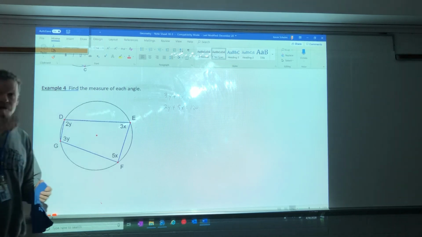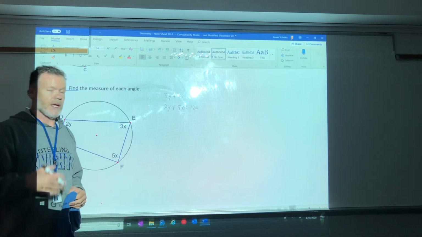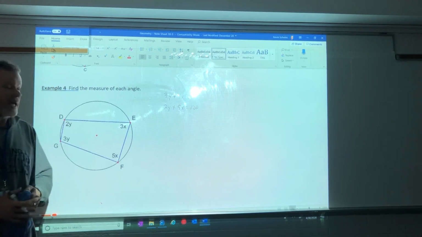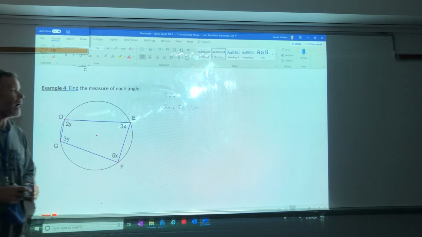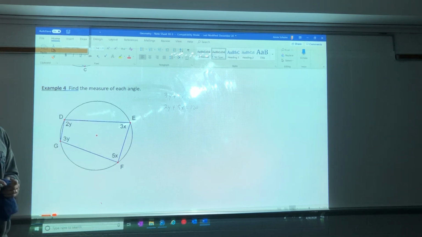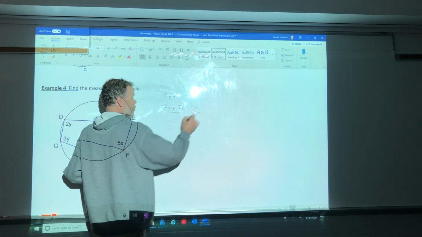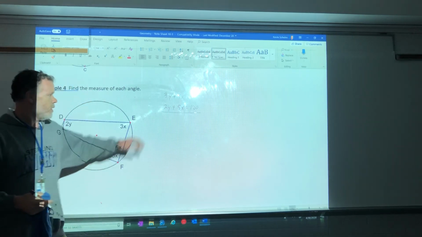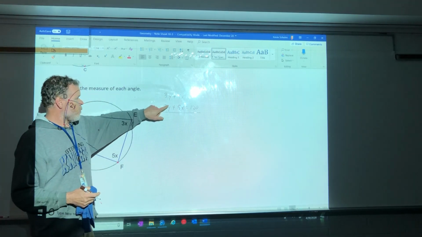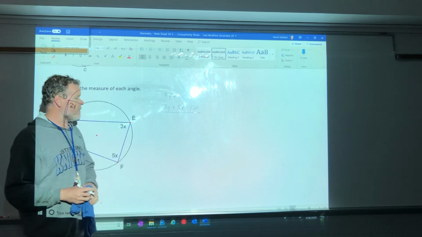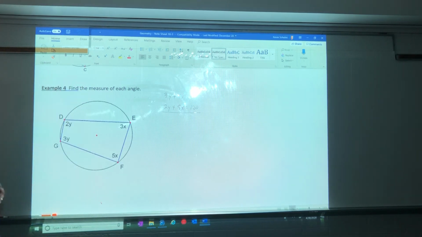Again, this is a review of something we talk about in all math. Sometimes you go back and use something you haven't seen in a while. This comes from algebra. This is a system of linear equations, and with linear equations, we have to find an opposite here. 2y and 3y are not opposites. 5x and 3x are not opposites. What we have to do is multiply both of them to get an opposite.